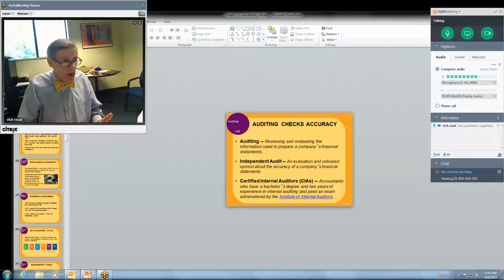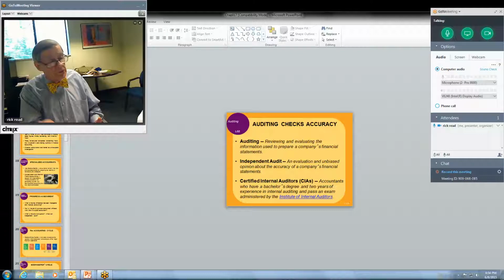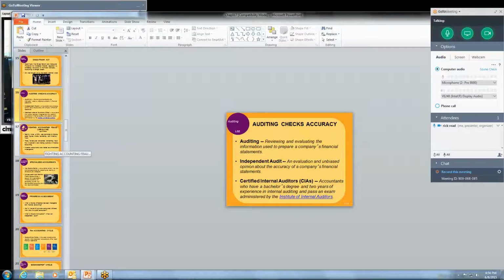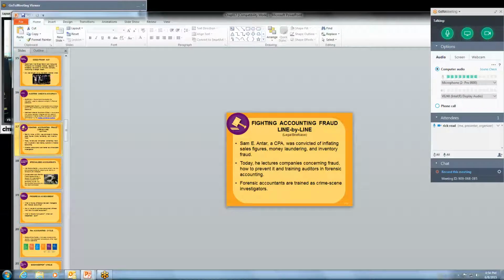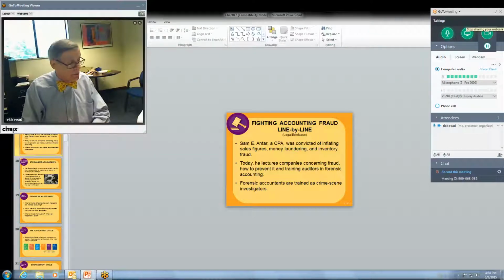Certified internal auditor is an accountant, as it says here. Notice that he or she has a bachelor's degree plus several years of experience, and then they pass an exam developed by the Institute of Internal Auditors. This is the legal briefcase that I'm not going to talk to you about, except you can find it at the top of page 468. I always encourage you to read these and to get some additional insight.